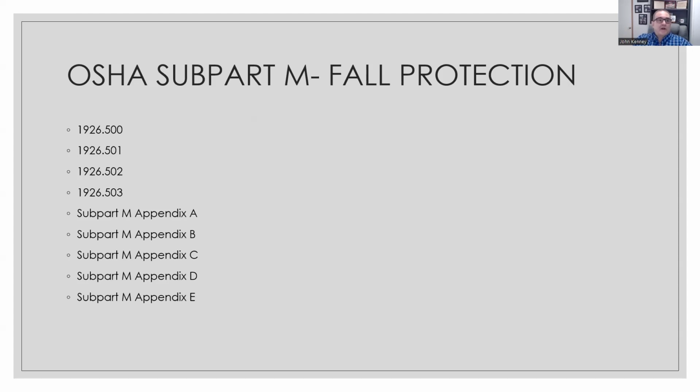They're the 1926 sections. They start at 500, go up to 503, Subpart M, which is A, B, C, D, and E, and you must constantly go check these out for new updates. So again, you go right up to OSHA.gov, you check these out, you can go there, you can read these for yourselves.